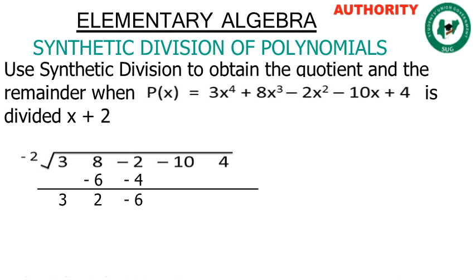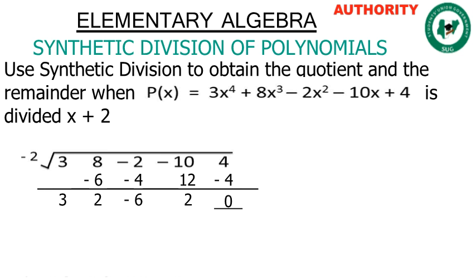Now we say minus 2 times minus 6. It will give us plus 12. Then we write the 12 under minus 10. Now we say minus 10 plus 12, so we have 2, and we write it below. Then we say minus 2, our divisor, times this 2, so we have minus 4. We write the minus 4 under 4. So we say 4 plus minus 4, which is 4 minus 4 equal to 0. So our remainder is 0.